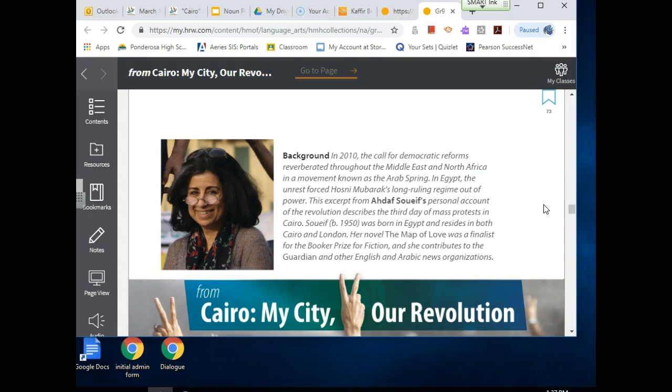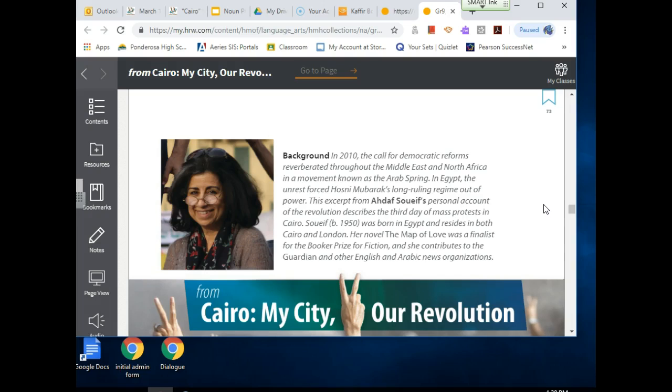Yes. Okay, I'm going to read the background, so follow along. In 2010, the call for democratic reforms reverberated throughout the Middle East and North Africa in a movement known as the Arab Spring. In Egypt, the unrest forced Hosni Mubarak's long-ruling regime out of power. This excerpt from Ahdaf Soueif's personal account of the revolution describes the third day of mass protests in Cairo. Cairo is the capital of Egypt. So how they talked about Egypt was the second place these revolts spread to. That's what's going on, okay?